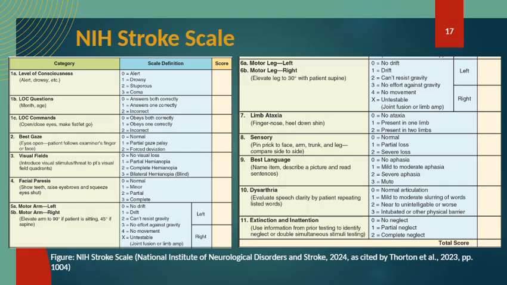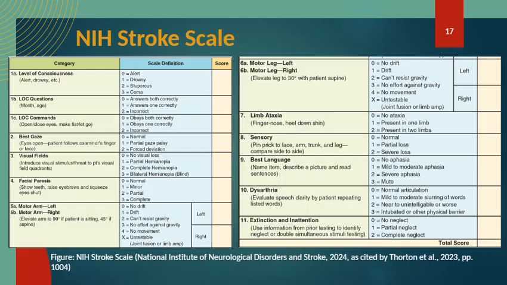Motor strength is evaluated in the arms and legs separately. The arm is assessed by having the patient hold their arm up for 10 seconds, while the leg is assessed by holding it up for 5 seconds. We score whether the limb drifts, resists gravity, or shows no effort at all. This helps us identify motor deficits from strokes affecting the motor cortex or corticospinal tracts.